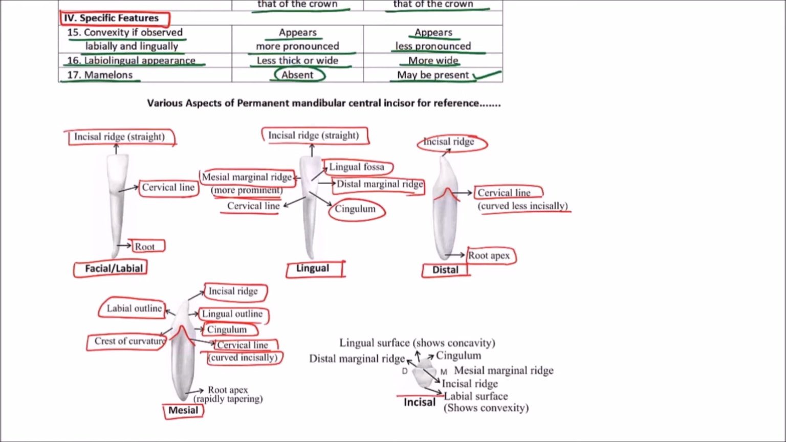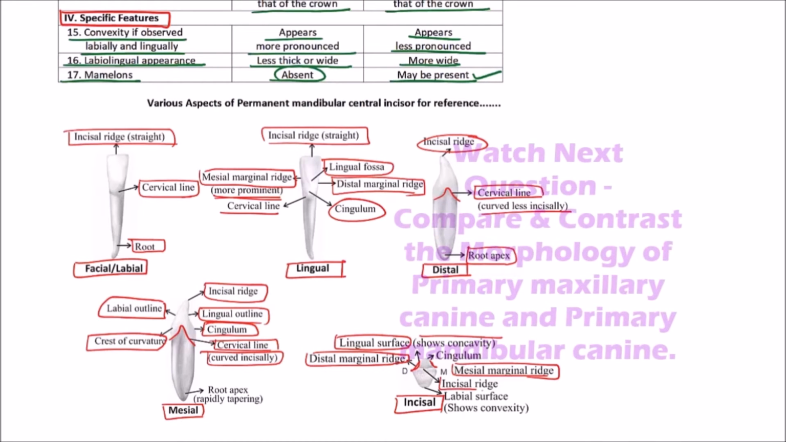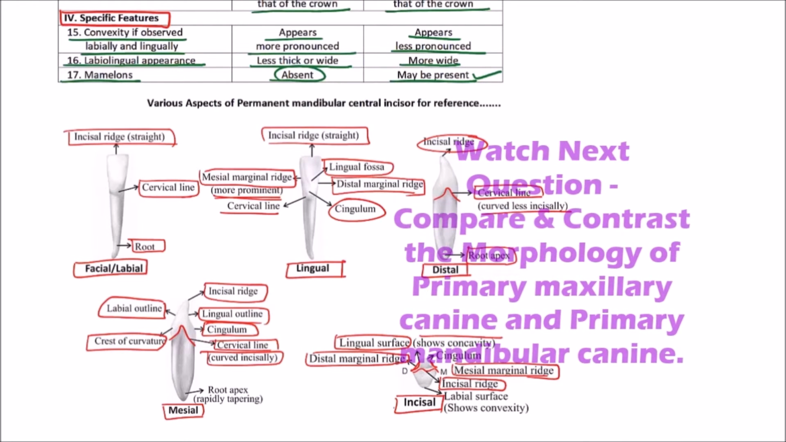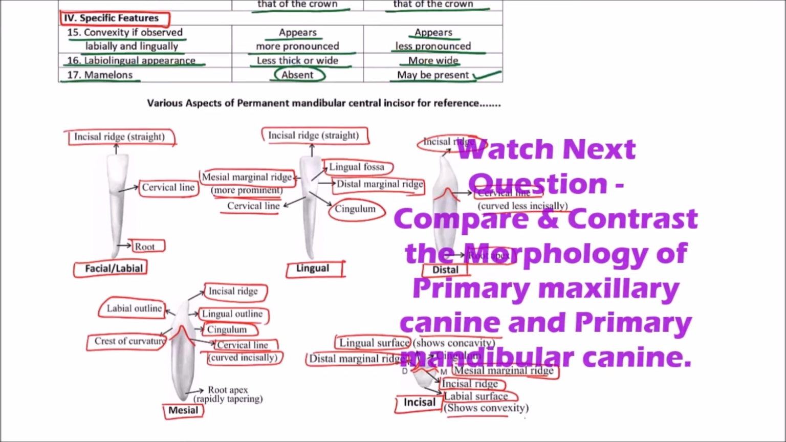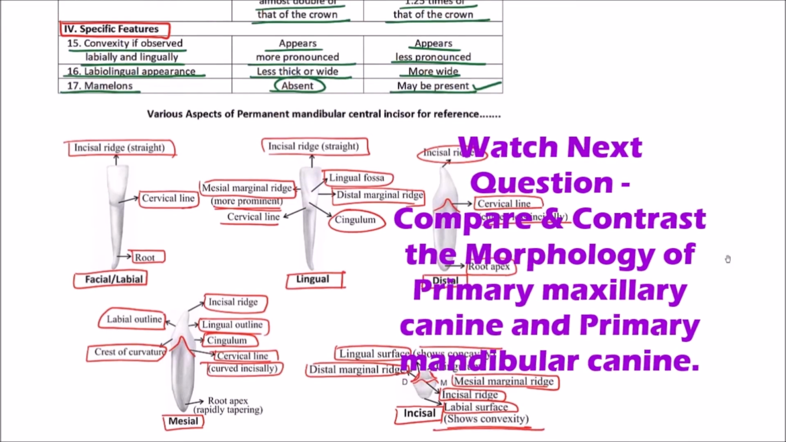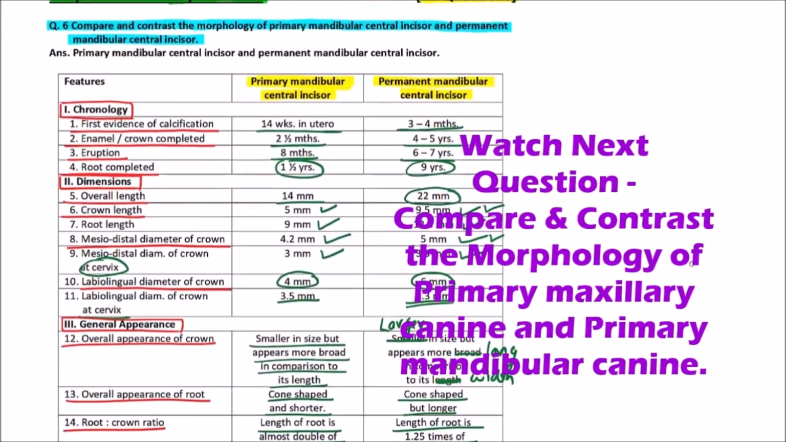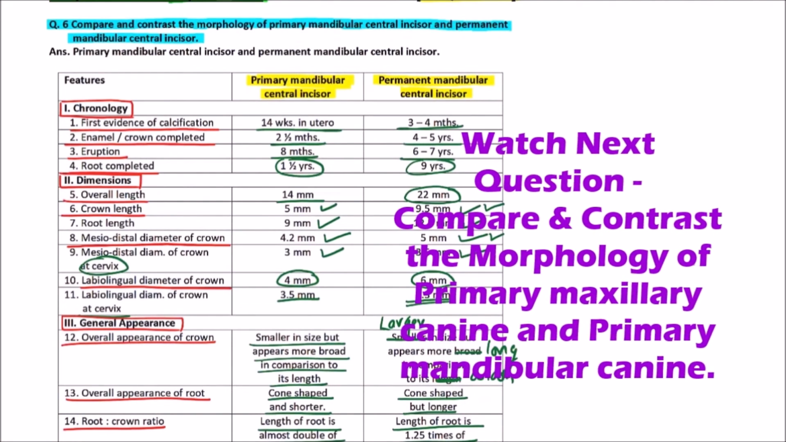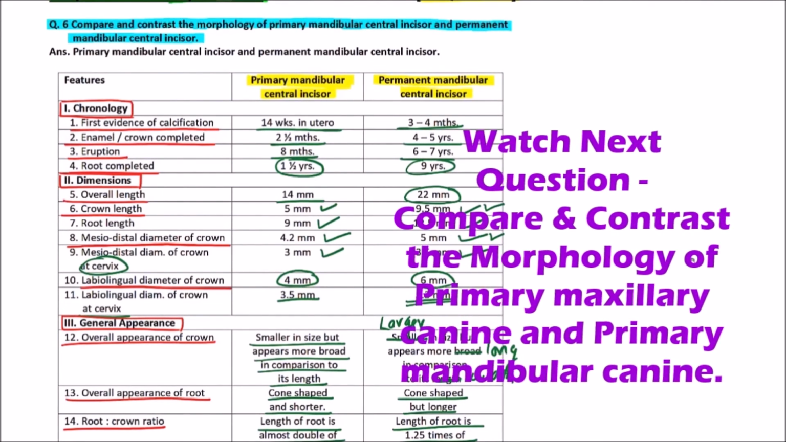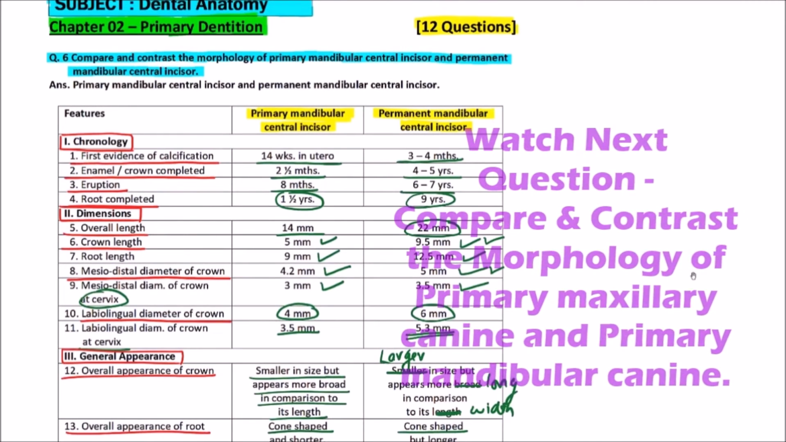In incisal aspect, we can observe the lingual surface which shows concavity. This is the concavity. Distal marginal ridge is here, and here it is the mesial marginal ridge. This indicates the incisal ridge. And labial surface shows convexity. So this is about the compare and contrast of the morphology of primary mandibular central incisor and the permanent mandibular central incisor.